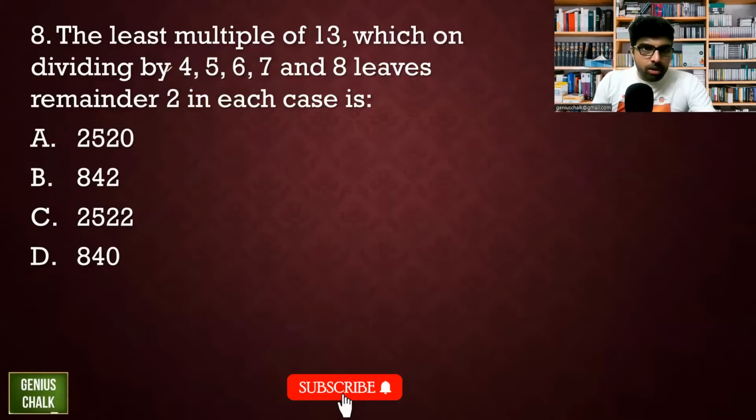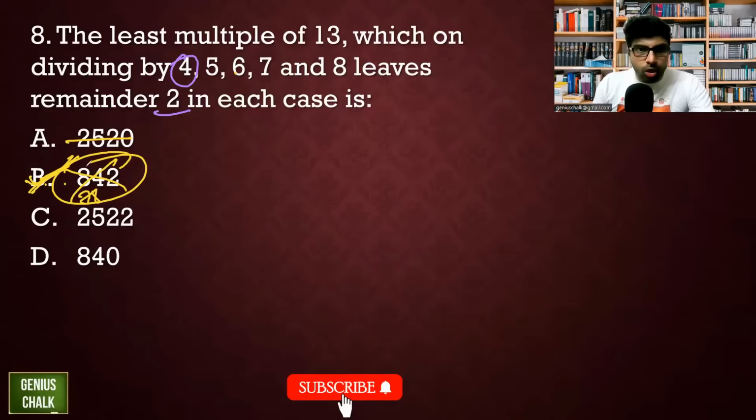Just check which number is a multiple of 4 and leaves remainder 2. So this is not this option. This could be, but if you divide by 5, leaving remainder 2, this is fine. Divide by 6, fine. 7, fine. 8, yes, fine. So this is also fine. But is this a multiple of 13? 13 sixes are 78, and this is 62. It is not a multiple of 13. This could not be my answer.